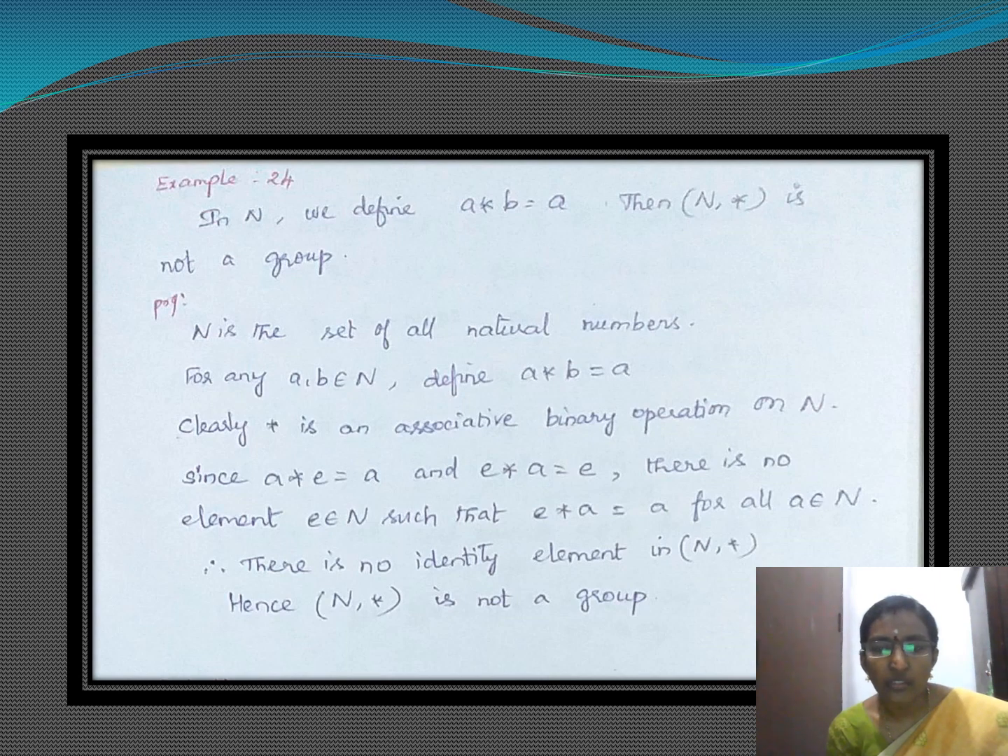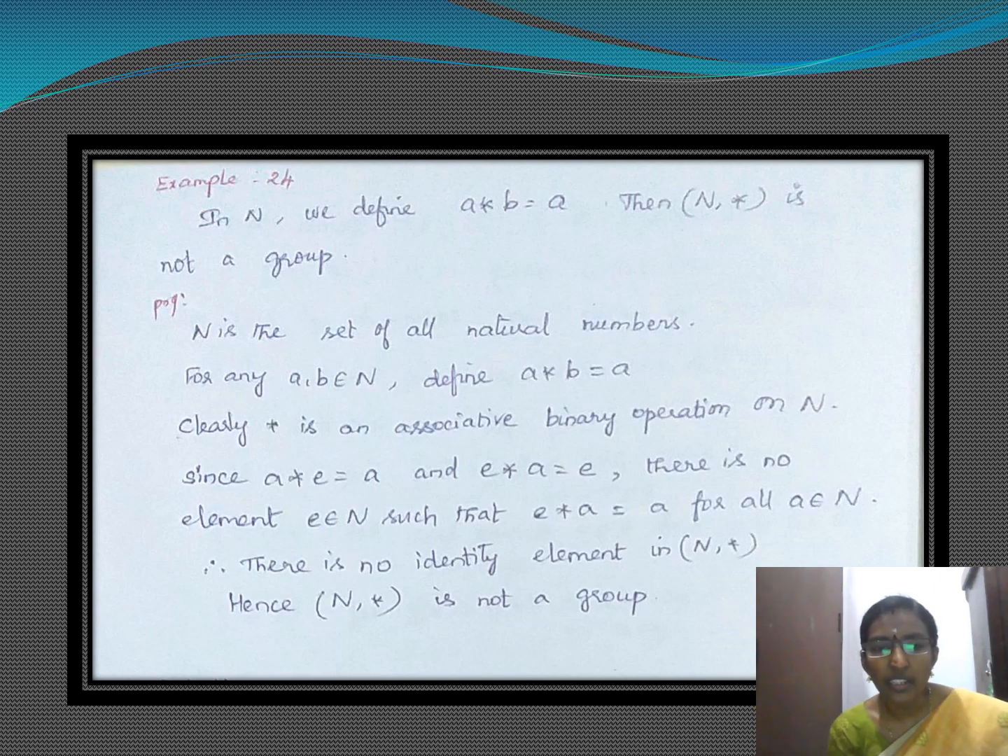Yes, let me start from the first property. a, b belong to N. Then a star b equal to a. Again, a belongs to N. Therefore, this star is a binary operation on N. And then, from the definition of star itself, it is clear that star is an associative binary operation on N.